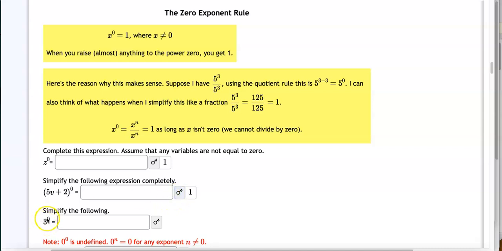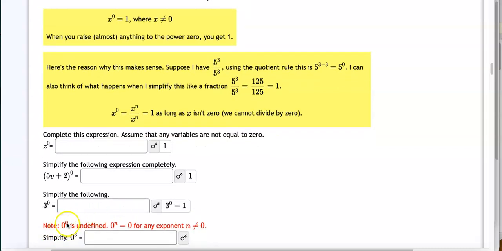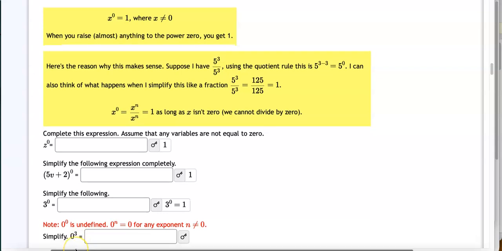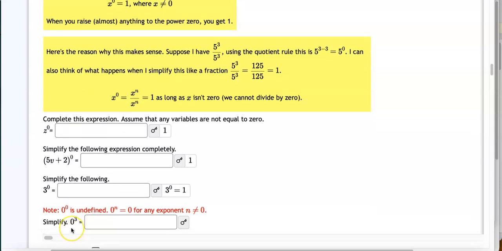It doesn't matter if it's a number or a letter or a whole parentheses. If it's raised to the 0th power, it is 1, except if you have 0 to the 0 power, which again is undefined. Now this is different than 0 raised to a power. 0 raised to any power is still just 0.